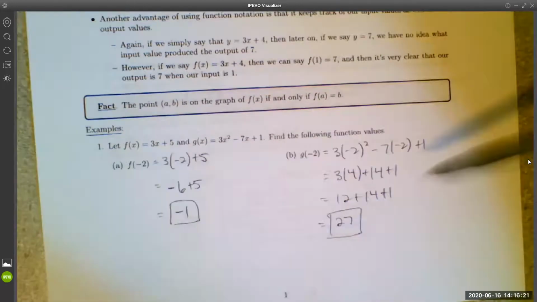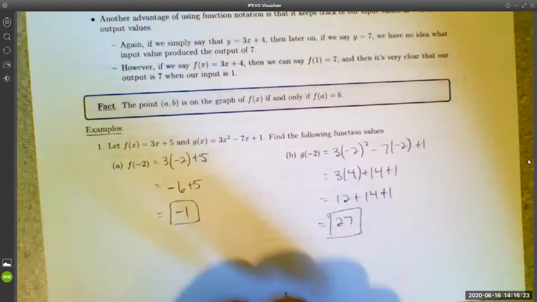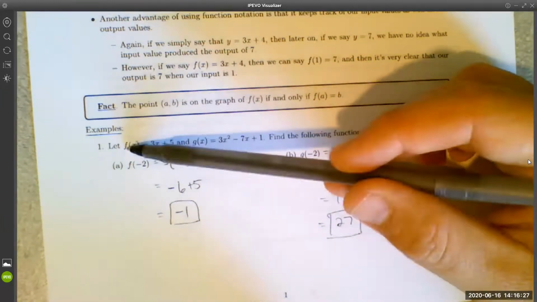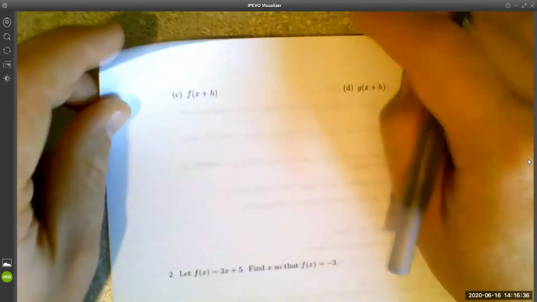So that's how function notation works. When you go to graph functions, for all intents and purposes, you can think of f of x as y, if it helps you to do that. But the function notation is nice. Ooh, f of x plus h and g of x plus h. I didn't realize we had a couple more problems.